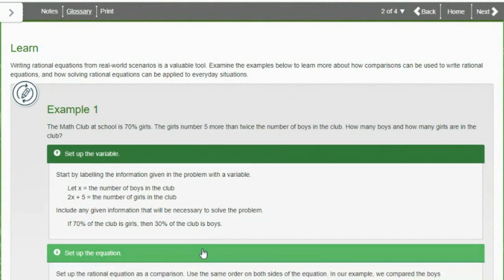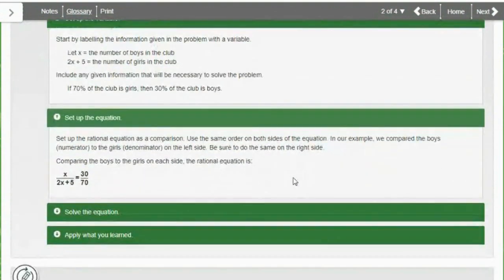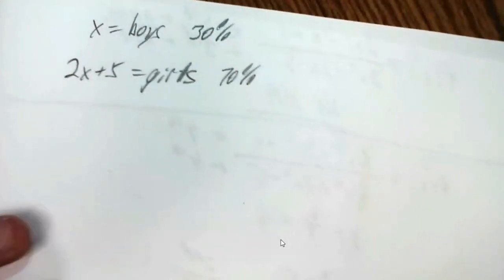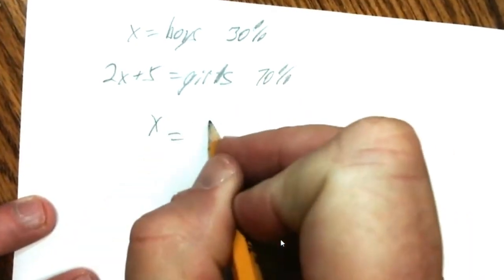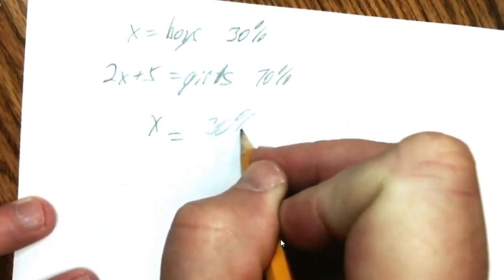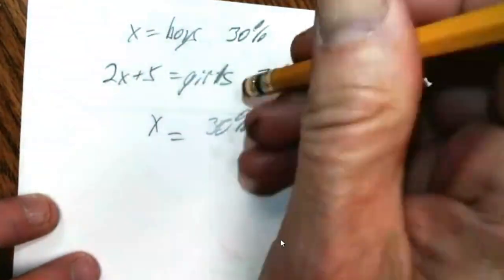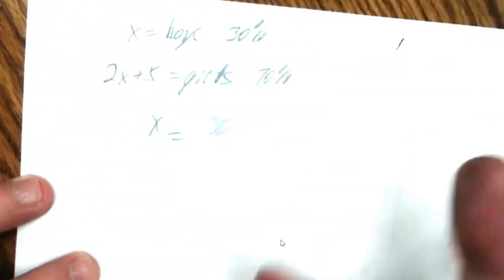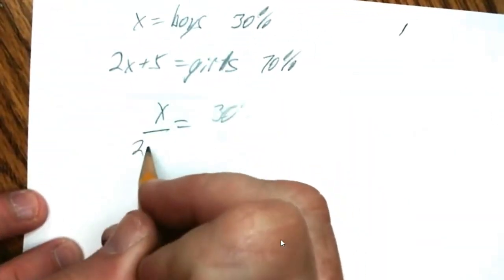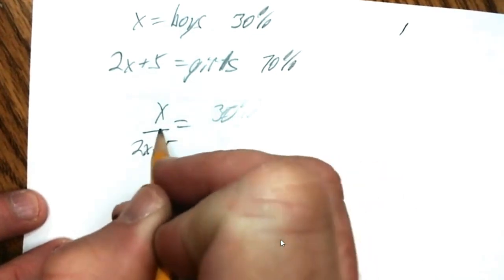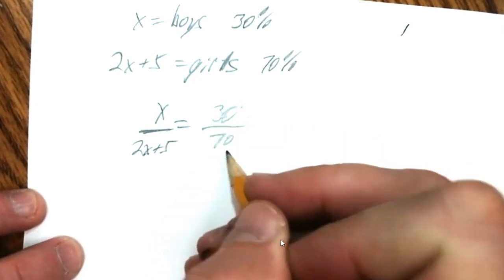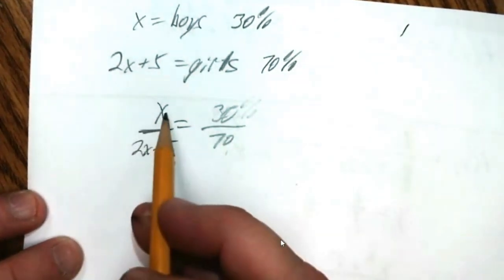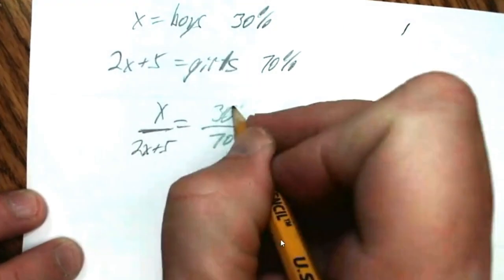Then we have to set up the equation. So we can do that. Let's do it like this. If X equals the boys, X would equal 30% on top. So 30, I'll just put the 30. We don't need the percent. X over 2X plus 5. It's the ratio of boys to girls. The ratio of boys to girls is 30 to 70. And the boys is X and the girls is 2X plus 5.